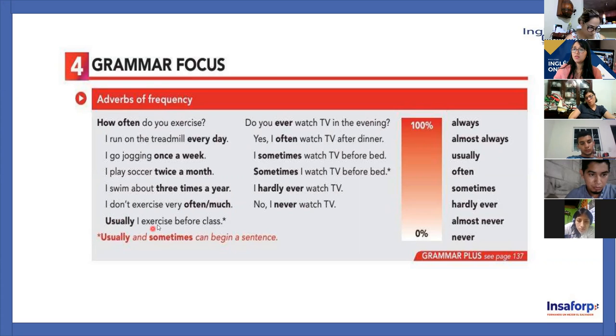El usually y el sometimes nos indican que lo podemos utilizar al principio de la oración. Usually. Solo esos dos, right? Solo esos dos los podemos utilizar al principio de la oración. Los demás los vamos a utilizar antes del verbo. Okay, esa es una regla. Y usually and sometimes se parece. La diferencia, podemos decir que often es como algo que usted hace un poco más seguido que el sometimes. That is mainly the difference. Usted hace esta actividad como más seguido, el often, que el sometimes.